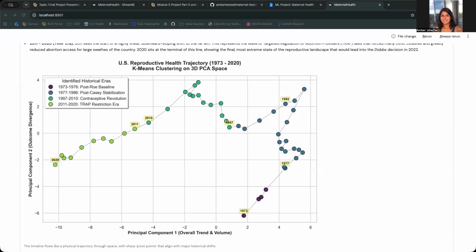And what this clean cluster separation proves mathematically is that national health behaviors adjust dynamically to macro level legal shifts. So Supreme Court decisions and state legislative frameworks are not isolated legal events or high scholarly debates. They actually are the primary systemic forces that carve out public health trends across the country and across generations.